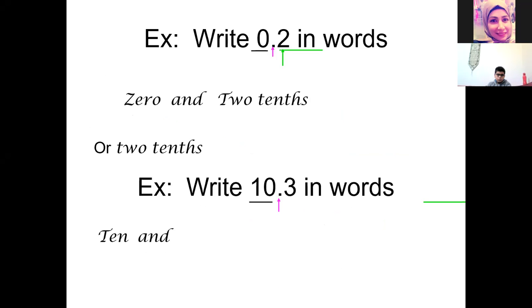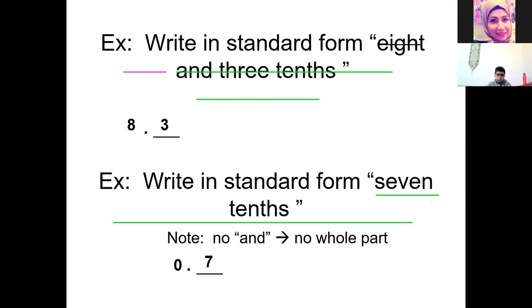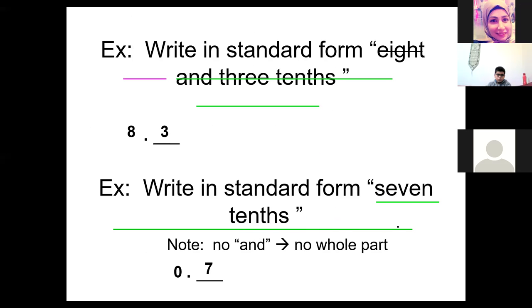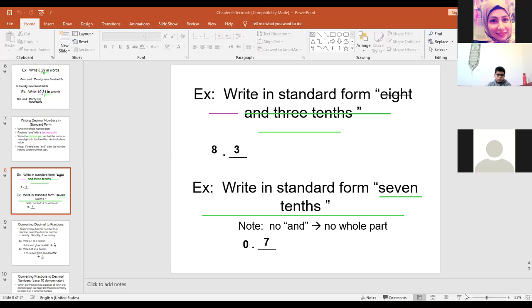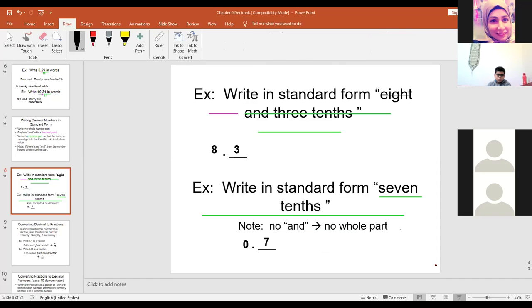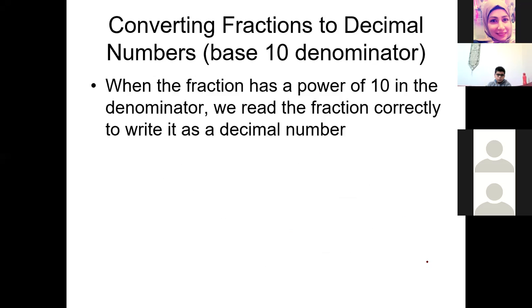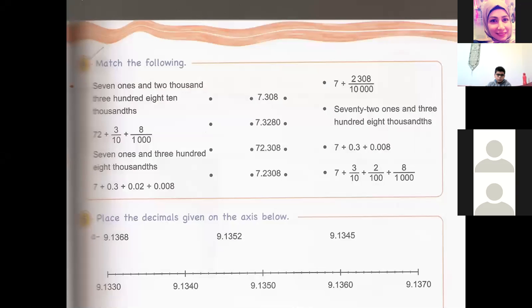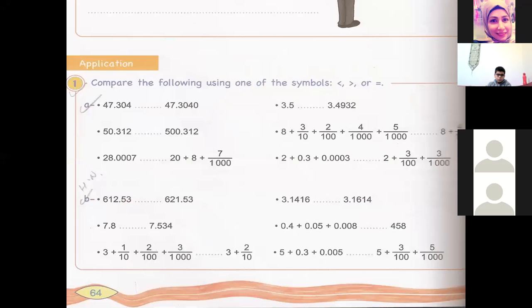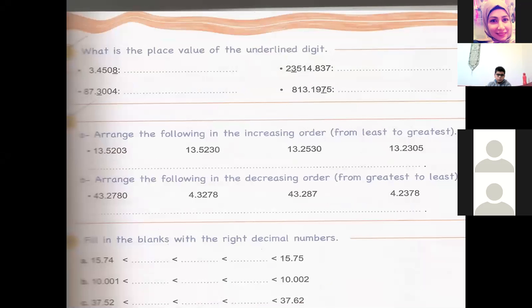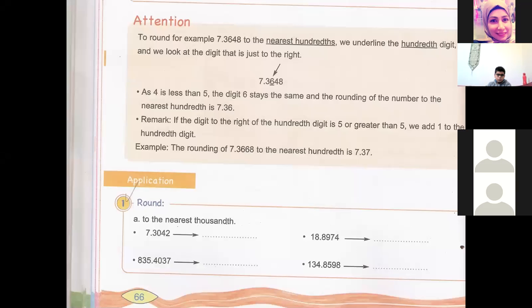Okay, teacher? Yes, what did you do yesterday? I'm not hearing you, Jad. Sound is very good. When did you do the Zoom period? Yesterday we did it. Okay. We did exercises 2 and 3 here, page 65, and we explained the rounding.